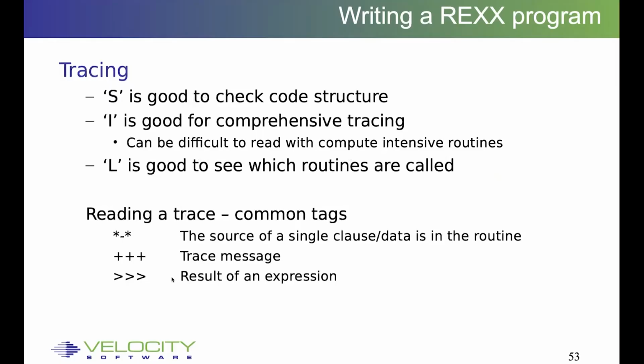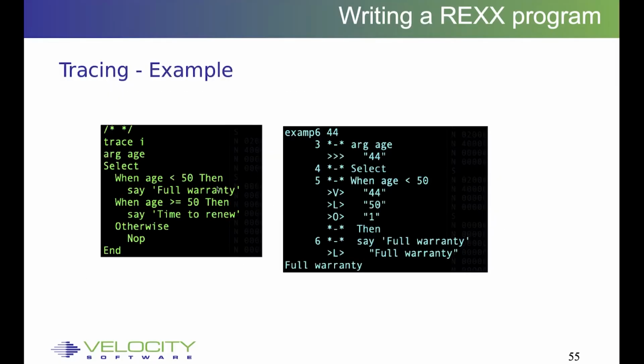If I go back to the previous slide. So the result of an expression in this case is 44. Another REXX clause is my select clause. Another REXX clause when age less than 50. What it's displaying here is the variable, which is the age variable. The content is 44. A literal, and the literal is the value that's being compared to in this case, and that is 50. And the result is 1. And 1 means that 44 is less than 50. It evaluated to true. So that's what the 1 indicates.